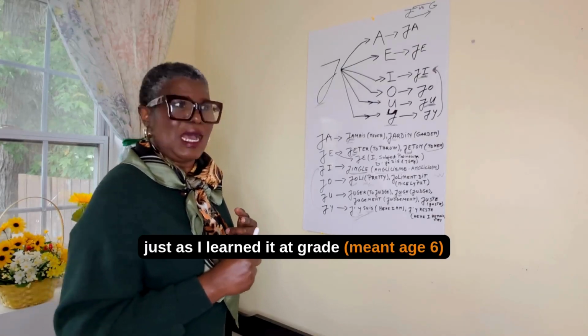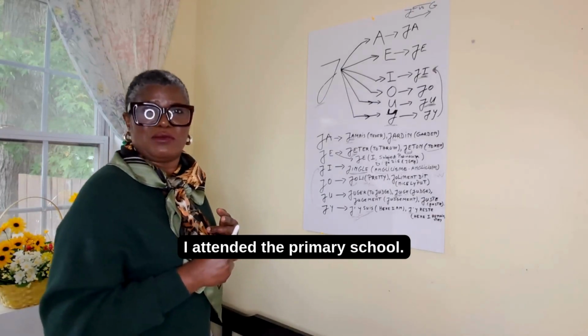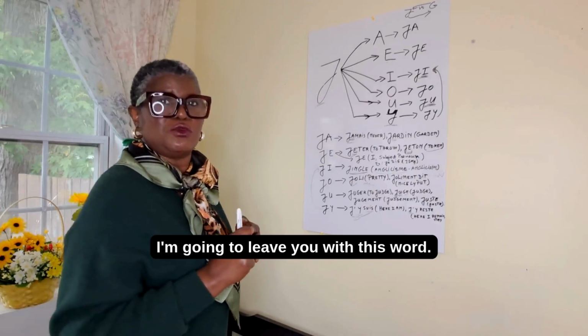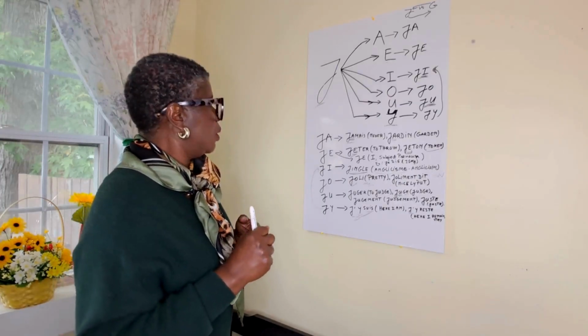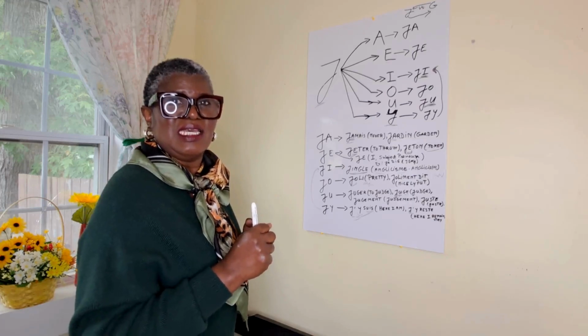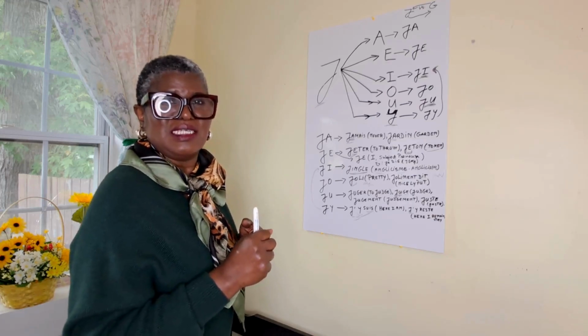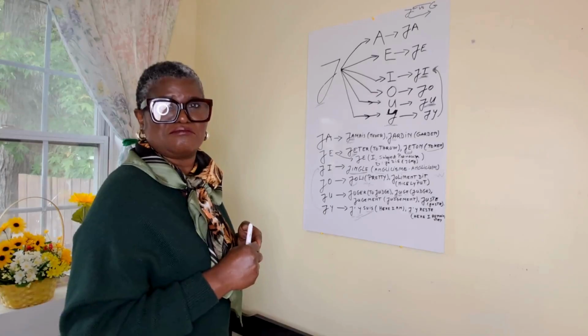Just as I learned it in grade 6 when I attended primary school, I'm going to leave you with this word. Bo, di, se, bi, do, je. How do you write it?